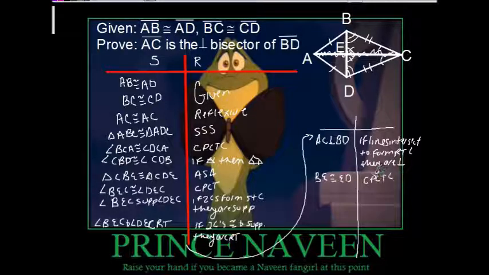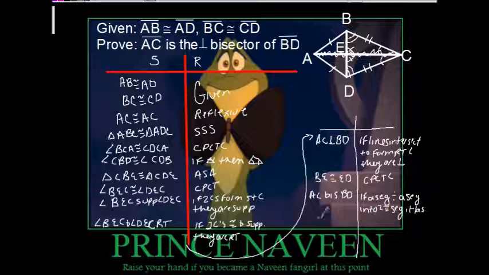My next step is to show that I have the bisector. I'm going to say that AC bisects BD. If a segment divides a segment into two congruent segments, it bisects.